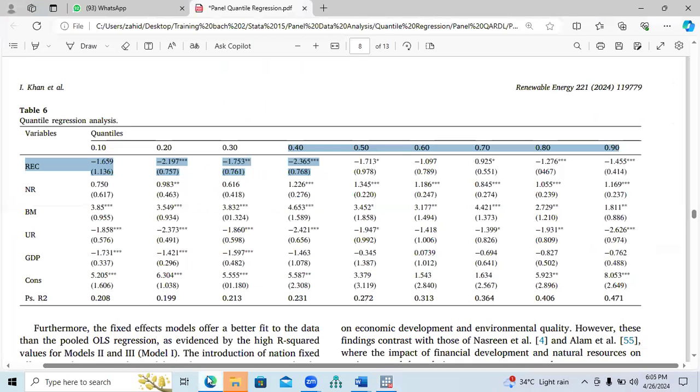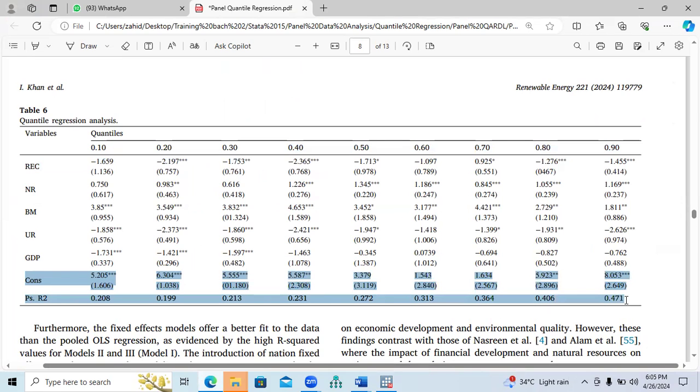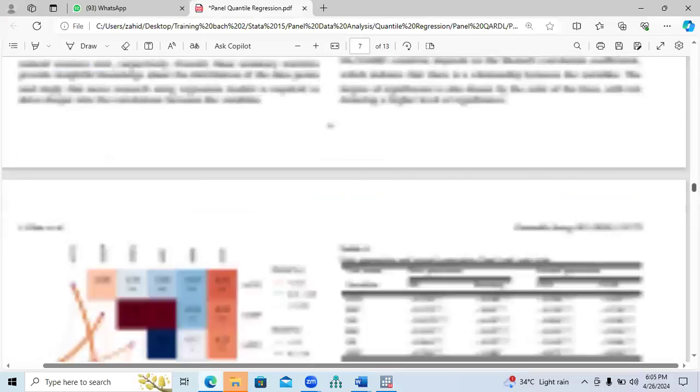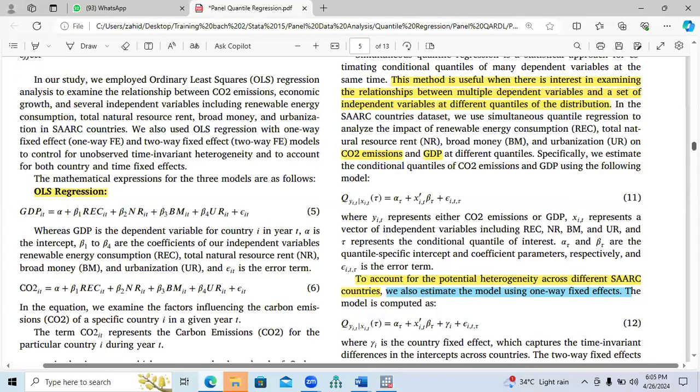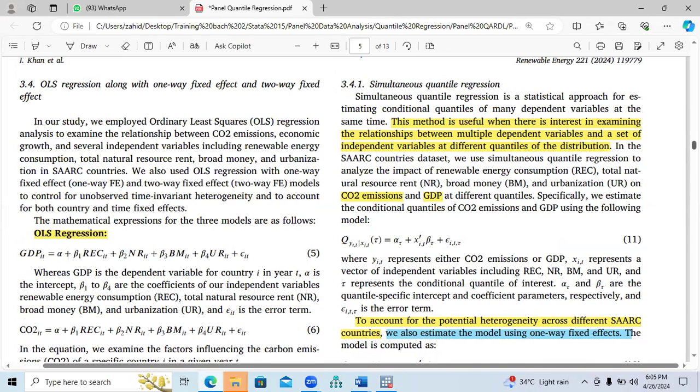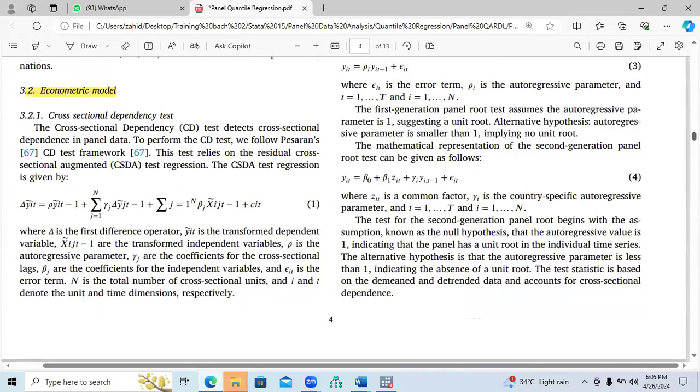So I need to see whether the advanced form of MMQR will indicate this, because here the pseudo R square, they have indicated the R square values and the constant values. So in the Monday session, I will let you know how to find out the constant values and R square values when you are going to use the panel quantile regression with MMQR regression estimates. I will share this paper with you so that you can understand the theoretical reasoning. And always remember that before applying the MMQR or panel quantile regression, you need to follow the procedure.